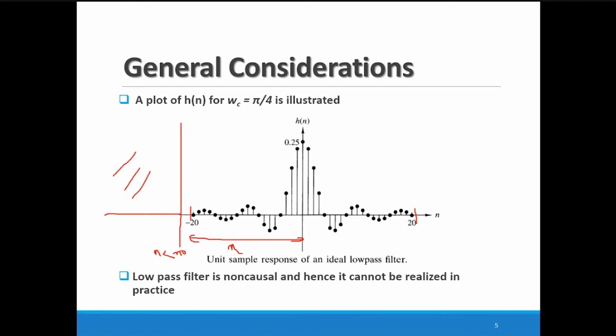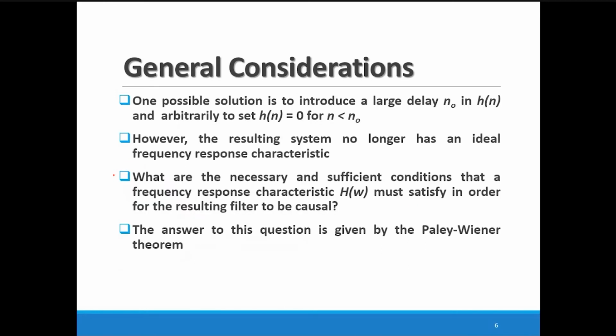So h of n is equal to 0 for n less than n0 if we introduce a large amount of delay n0. However, the resulting system no longer has an ideal frequency response characteristic, because you have shifted the spectrum, that is, the impulse response.